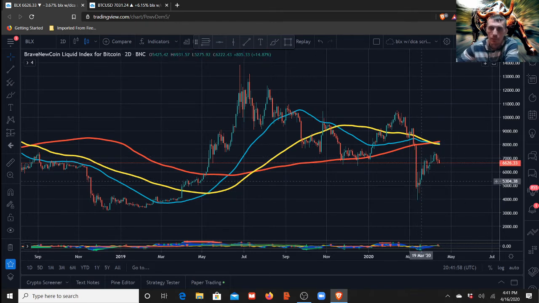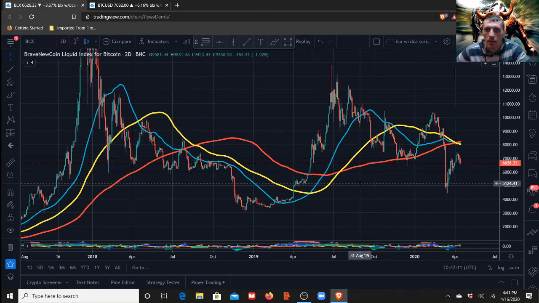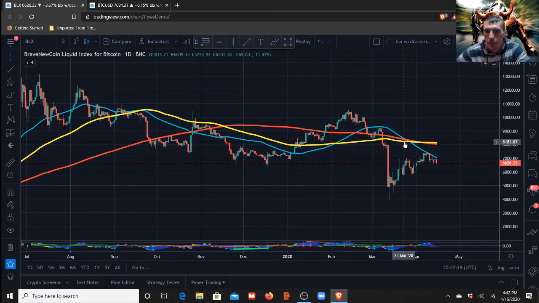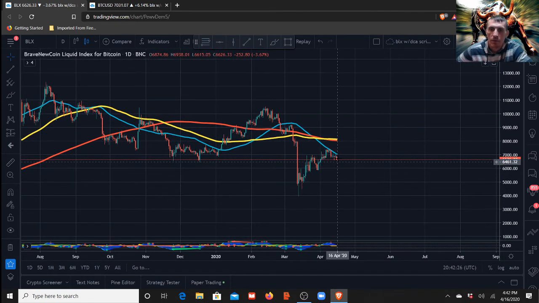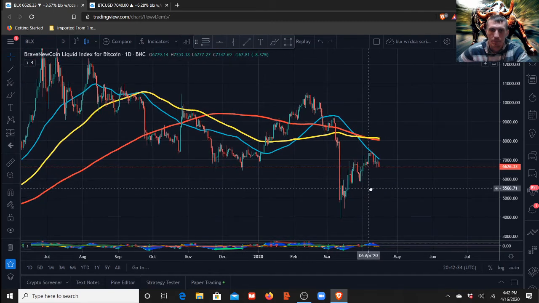Usually when we get these real sharp V bottoms like that, we get a parabolic move down and a V bottom, and it just shapes like a V. We typically do get really nice runs out of that. I still really wanted to see on the 1-day us test the 200-day moving average up here at the 8,000 and then continue to dump. That is still a possibility, but right now that 50-day moving average is holding us down, as it's acting as pretty heavy resistance. We just cannot seem to break above it.